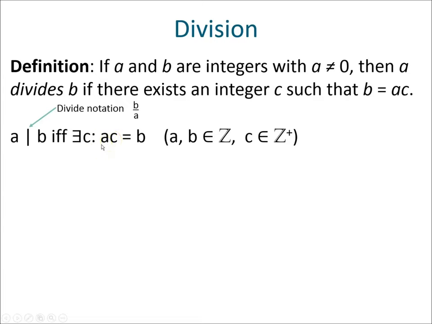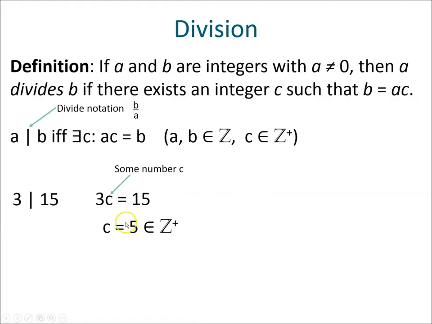So let's look at an example. Let's say you have 3 divides 15. I want to see, does this number go in evenly? Does 3 divide 15? Using this definition, AC equals B should apply if A divides B. So I have the constant C, 3 times some number C equals 15. You can solve for C. C equals 5. Here, 5 is a positive integer, right? So C is an element of the positive integers. Because of that, I can say it's true. 3 does divide 15.